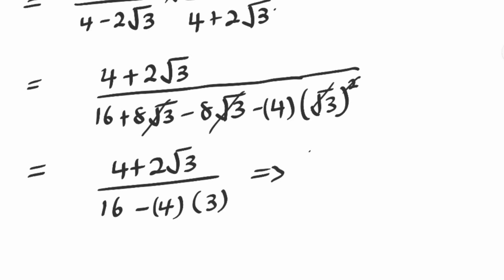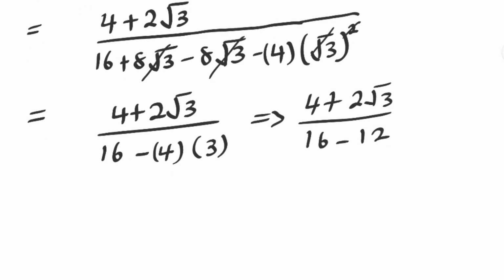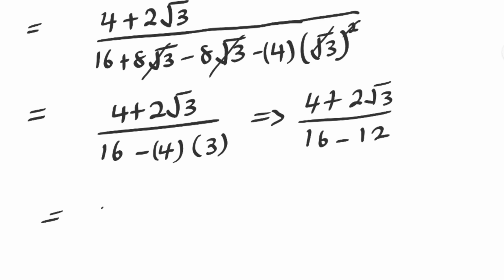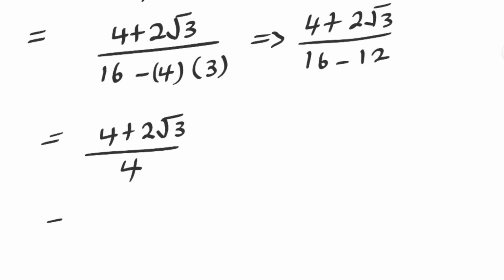This is the same thing as 4 plus 2 root 3 over 16 minus 4 multiplied by 3, that is 12. And this is equal to 4 plus 2 root 3 over 16 minus 12, that is 4. And this is equal to 4 over 4 plus 2 over 4 root 3.